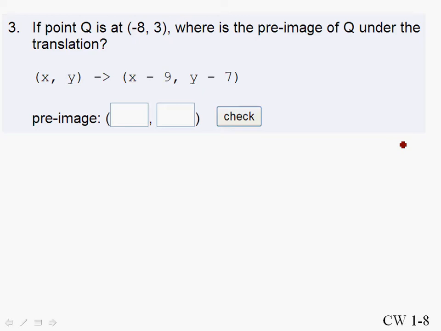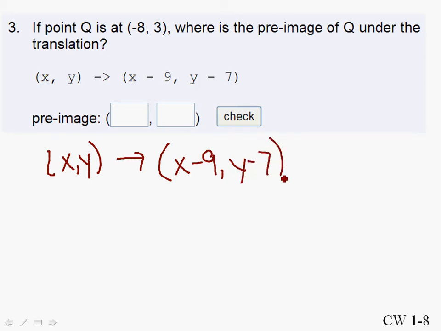Number 3, if point Q is at -8, 3, where is the pre-image of Q under the translation? So pre means before the translation. So we're trying to find what x and y are when we translate x minus 9 and y minus 7. So x minus 9, when we actually did the translation, we got -8. So we're going to add 9 to both sides. So then x, to start out with, was 1. Okay, so x was 1.